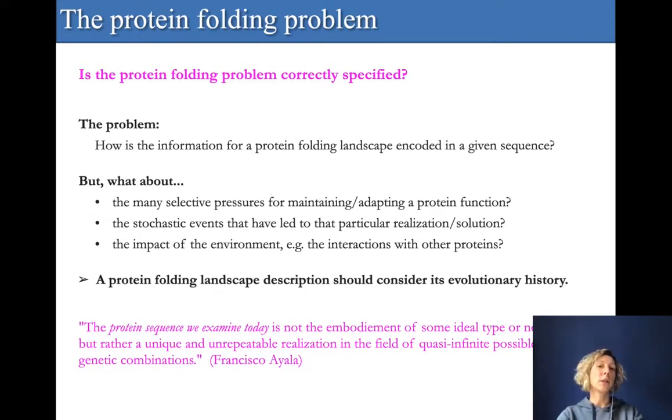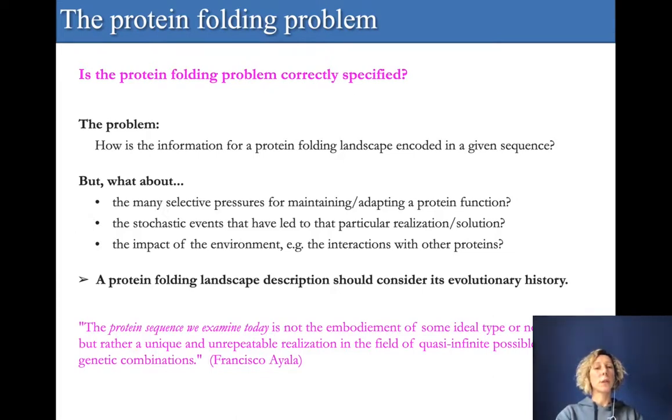What about the stochastic events that have led to that particular realization, that particular solution? What we see as a result of evolution is a particular realization among many others that are possible in principle. And this path is stochastic. And what about the impact of the environment? For example, interactions with other proteins like chaperones. So all this should maybe be taken into account. How do we do this? A protein folding landscape description should consider its evolutionary history. So there is something that is really brought by considering the evolution, which, even if it's indirect, is better than nothing probably.